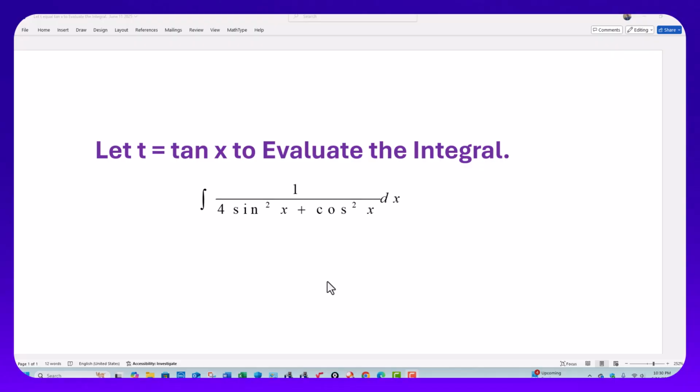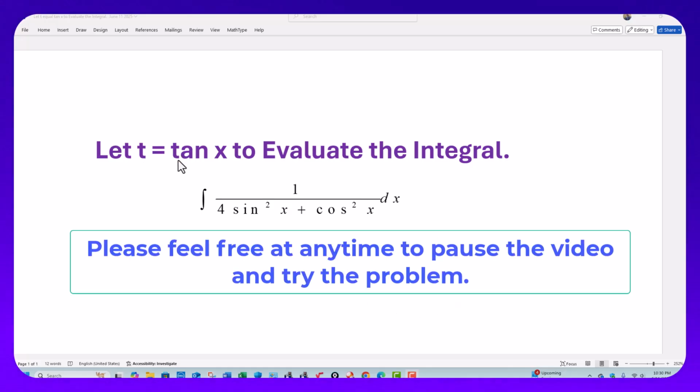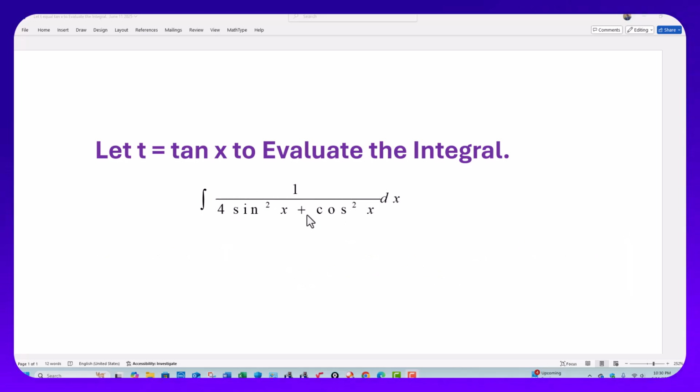In this video we're going to let t equal tangent of x to evaluate the given integral. It starts off like a standard trig substitution, but usually in those you don't have the actual trig functions involved. Usually you have a square root of a difference of squares or sum of squares. What we're going to do is transform this integrand into a rational expression using this substitution.